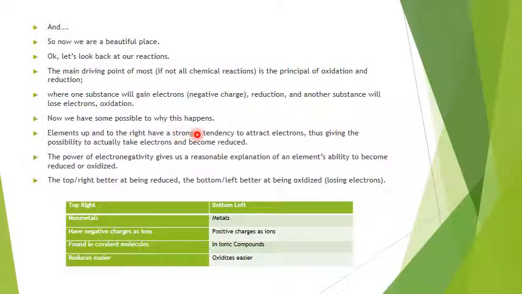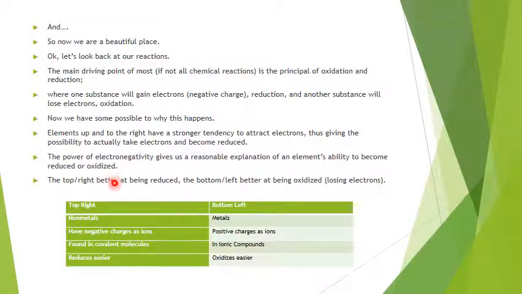Elements up and to the right have a stronger tendency to attract electrons. They have higher electronegativities, thus giving them possibly the ability to take electrons and become reduced. So they have stronger attraction towards electrons, and therefore, under the right circumstances, can actually take electrons. So the elements in the upper right-hand corner have a higher electronegativity and have a higher ability to be reduced. The power of electronegativities gives us a reasonable explanation for this.